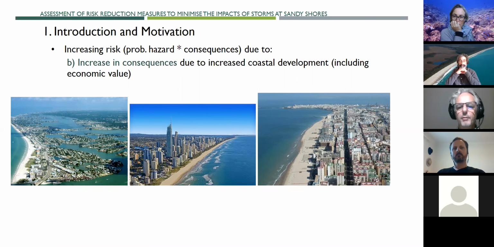But even in areas where coastal development is supposedly not increasing at the time, like on our coast, our management plans supposedly do not allow us to build much more near the coast. We are still increasing the economic value of those areas because we are, for instance, transforming former houses into hotels. We are transforming low value buildings into high value buildings. And so we are also increasing the consequences because we are increasing the economic value and even the potential of loss of life. So this part of the equation will also be increasing in the future.